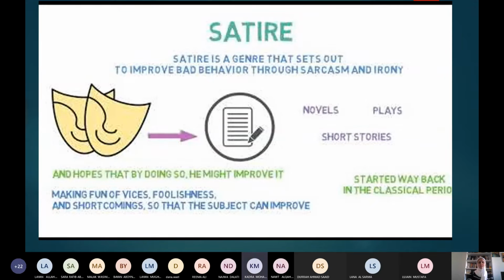Satire is a genre that sets out to improve bad behavior through sarcasm and irony. It is called the black comedy. What's black comedy? When you make fun of something so bad in order to change it, to improve the bad behavior, to make fun of it in order to improve it. Dark comedy or black comedy, the same.